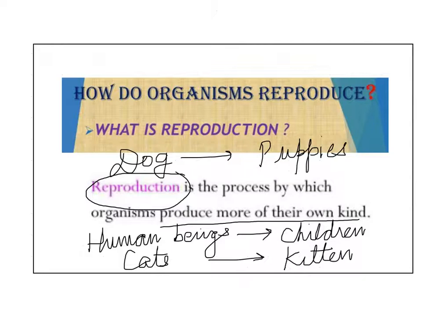Re means again, production means to make. That is, to produce organisms of the same type. जिस तरीके के हम हैं, बिल्कुल उसी तरीके के ही individuals और पैदा करना is referred to as reproduction. Okay, everyone? I hope there is no doubt here. Okay, so let's go to the next one.